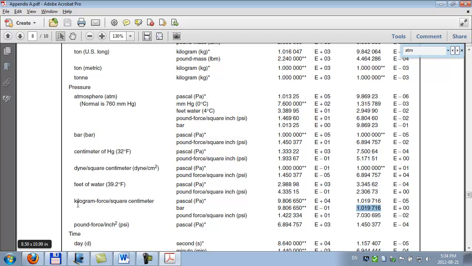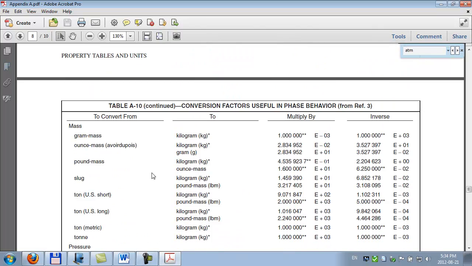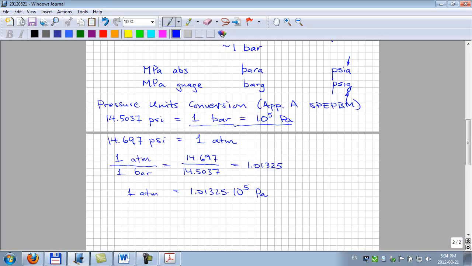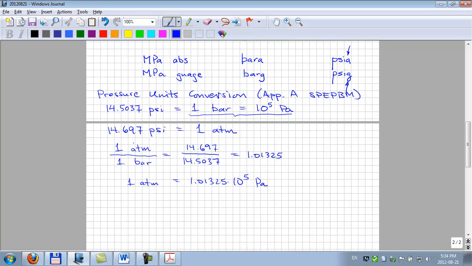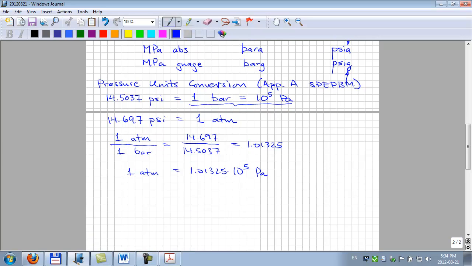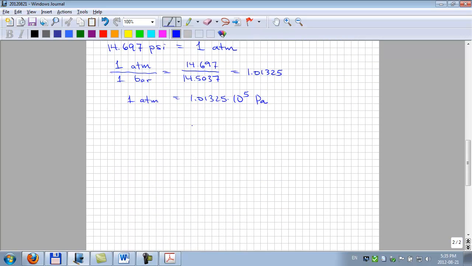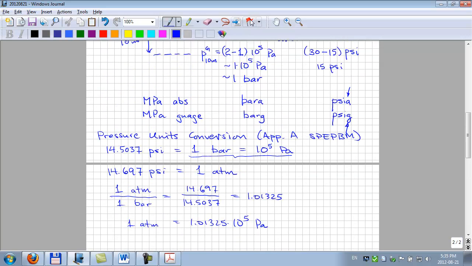So anyway, this table A in Appendix A is pretty complete. This one number here, 14.5037, and 14.696 or 7. These are the only two numbers I remember, but I can do almost any conversion with that, except to kilograms per square centimeter. Okay, so now let's take the next one.